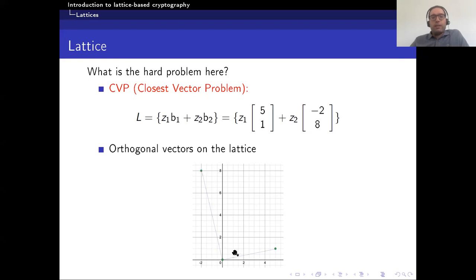These two bases are shown in this figure. You can see that these bases are almost orthogonal, so the angle between them is almost 90 degrees. This vector is (5, 1), and this vector is equal to (-2, 8).